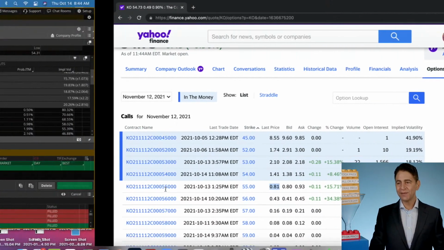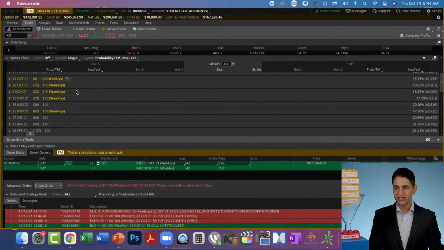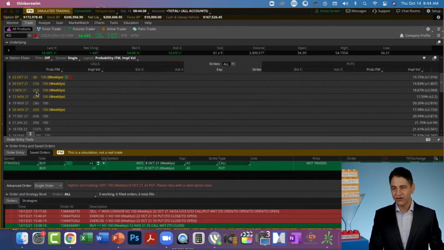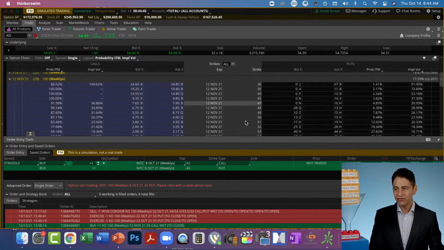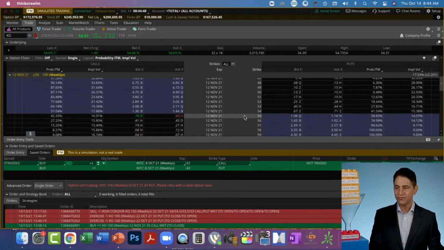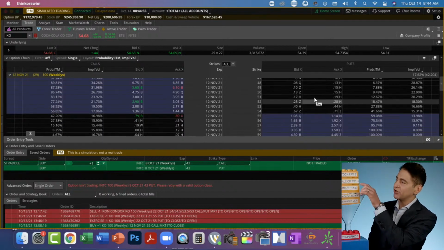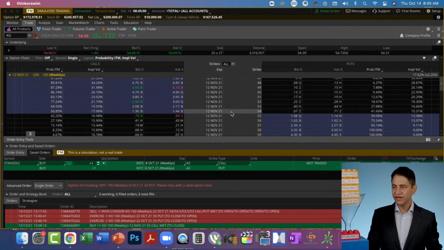Okay, so let's go back over here now. Let's actually place that trade. So what you can see here is when you type in the ticker Coke, you see all these dates listed here, kind of like what we just saw on Yahoo Finance. And if I click here, I can go to the 55 strike right here. These are calls, meaning I make money if the stock goes up, or on this side, they're puts. I make money if the stock goes down. Let's just do a call. It's easier to explain. So let's go here to the 55 strike for Coke.